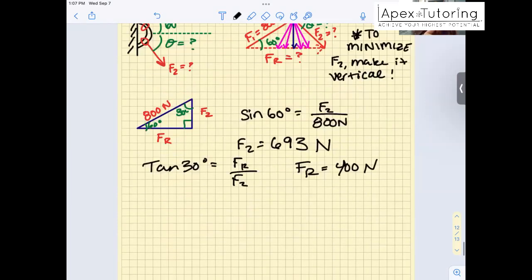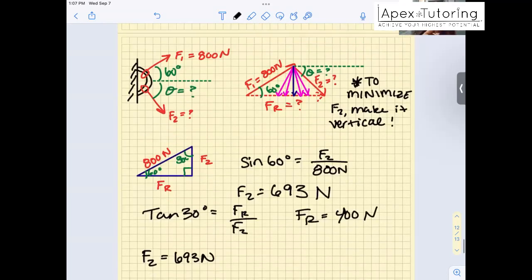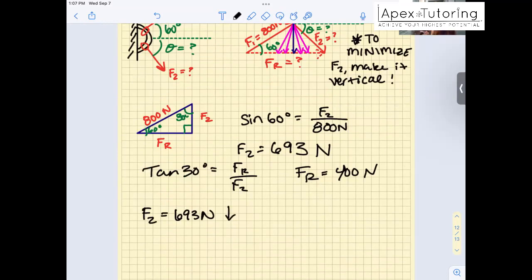So for your final answers, you would want to say that F2 is 693 newtons, but what direction is it in? Looking at F2, it's vertical, right? And it's pointing the way I drew it, pointing down. So F2 is directly down.